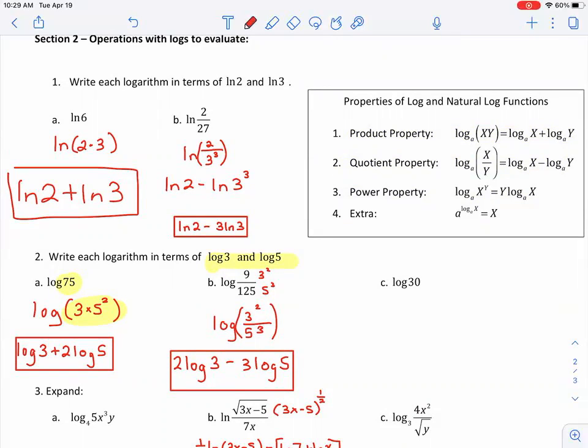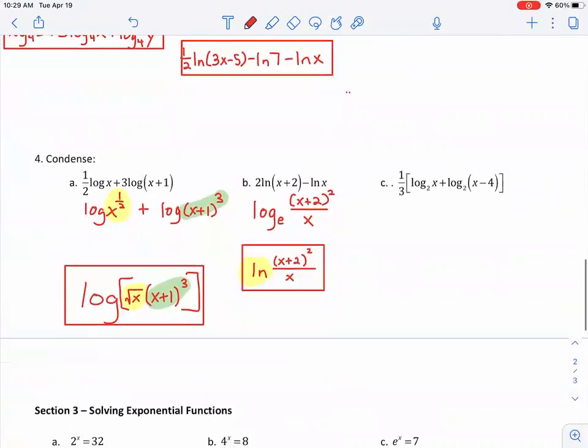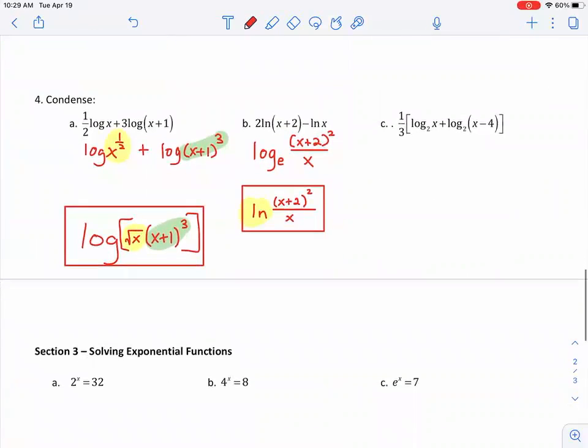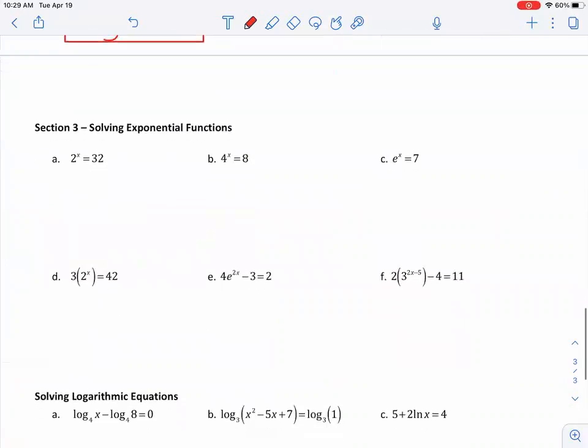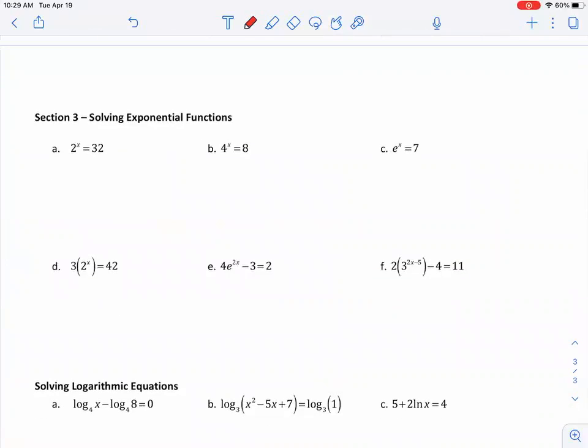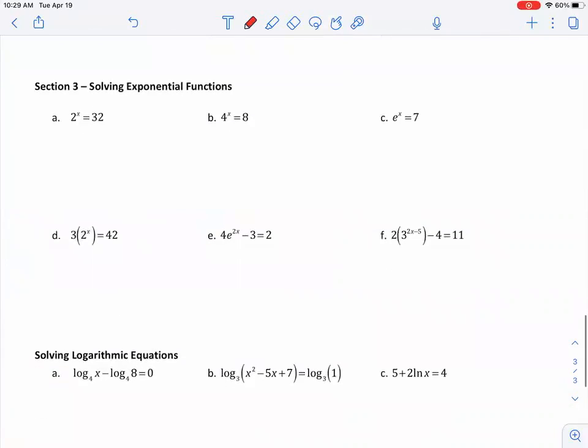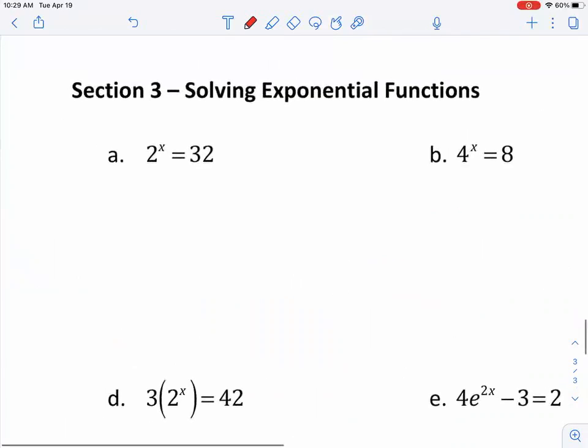So where we are at now is we want to use those ideas to try and actually solve equations. Something like this ugly thing would be really hard to solve without using logs, and I'll show you why in just a second. But let's start with this basic one. 2 to the x equals 32.